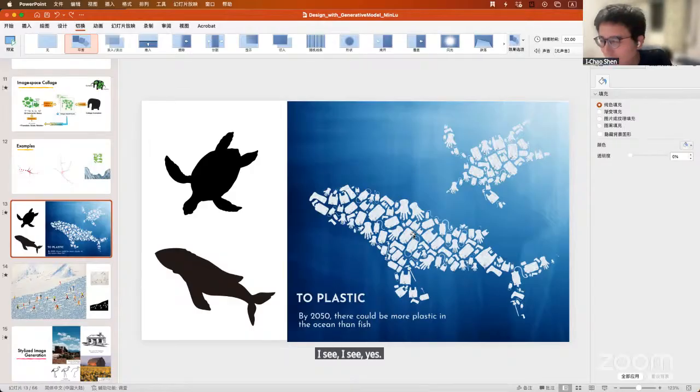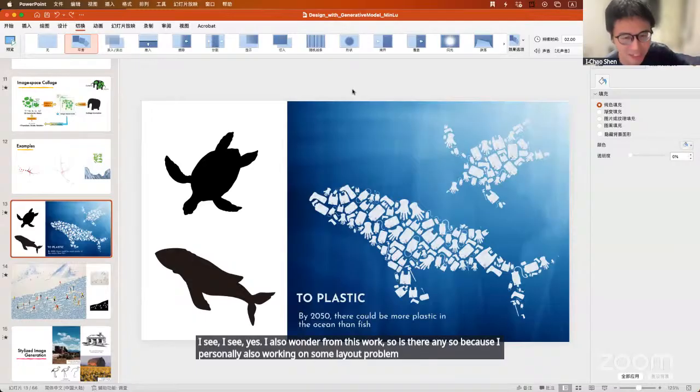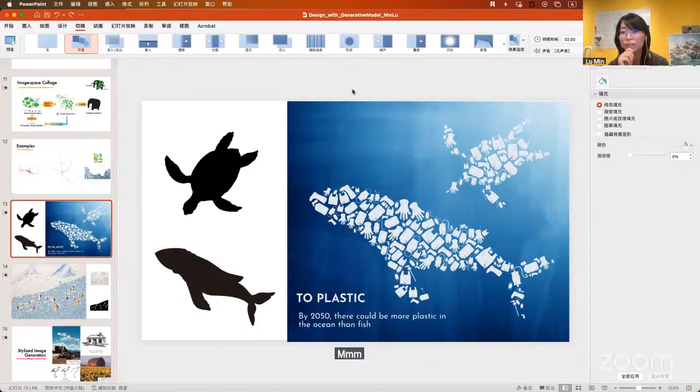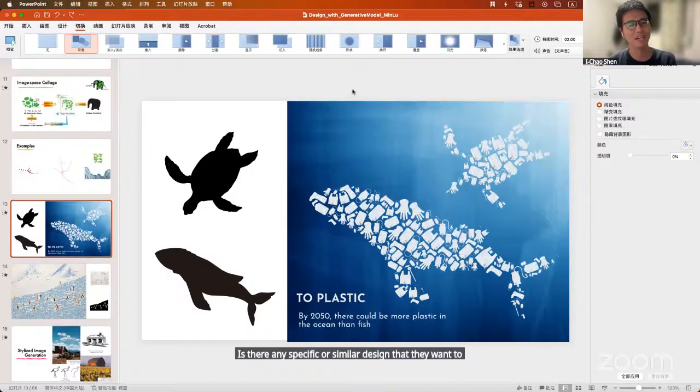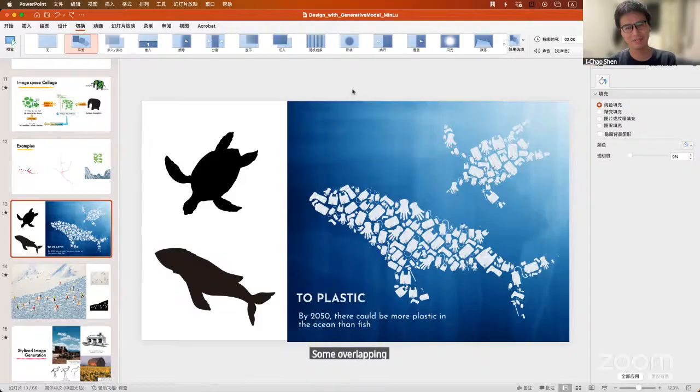I also wonder about this work, because I personally work on layout problems. Maybe in packing itself the definition is no overlapping, but for similar designs, is there any specific design they want to have, or are they okay with some overlapping? And is it possible to extend this optimization framework to support that?